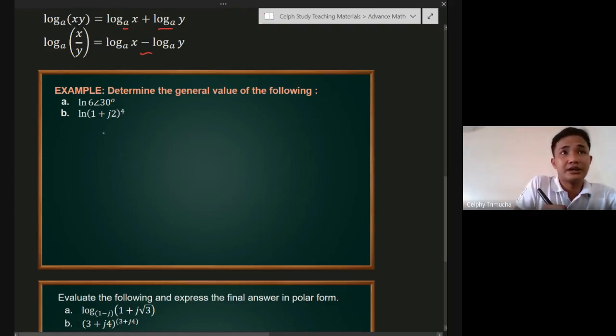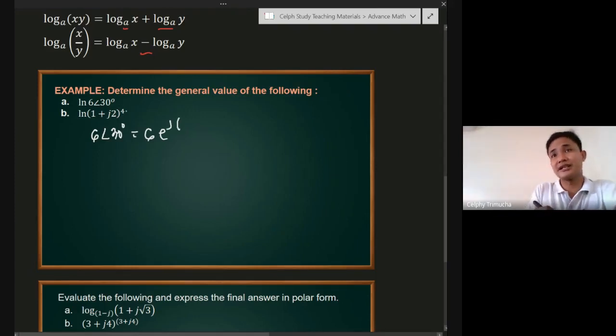Okay, so 6. So gamiton natin ang ating equation. So we will have 6 angle 30 degrees. So let us convert this one into exponential, general nga exponential function. So ano yung equivalent? We will have 6 man, ang r, e raised to the power of j, then pila ang aton nga angle, 30 degrees in radian. Okay, so convert ang 30 degrees sa radians. Fractional form lang, okay lang na.